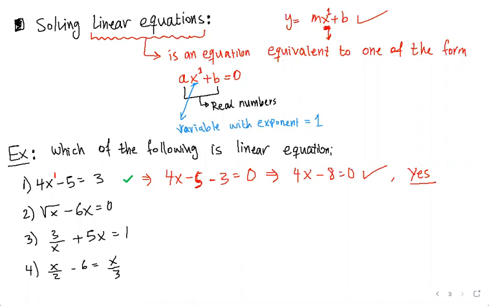Second one, is it linear? Non-linear. It is not linear. Why? Because of the square root. So this is not linear because of the square root of x minus 6x equals 0. This is equivalent to x to the power 1/2 minus 6x equals 0, and we have 1/2. So this means it is not linear. So the answer is no.